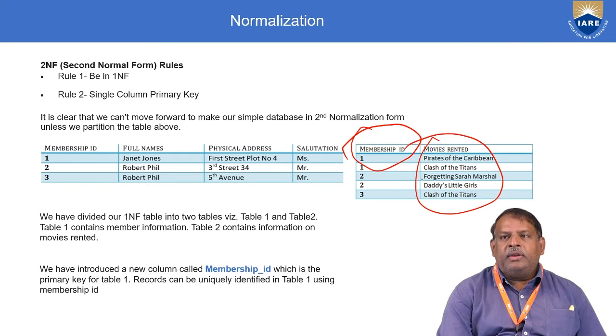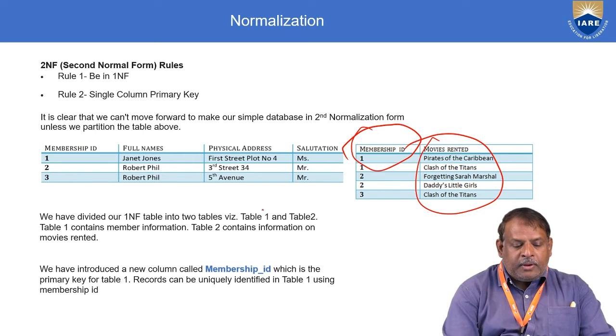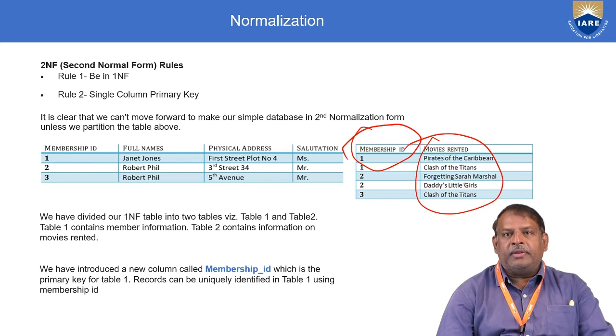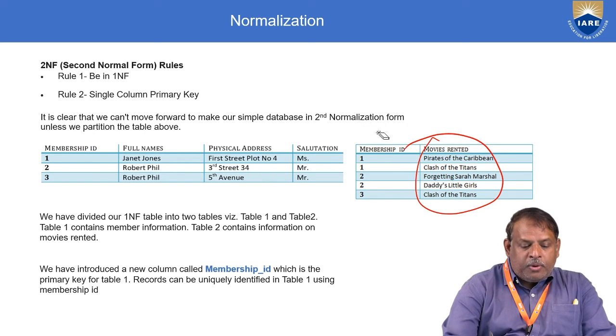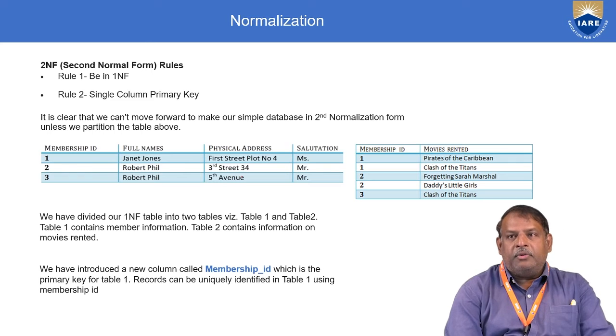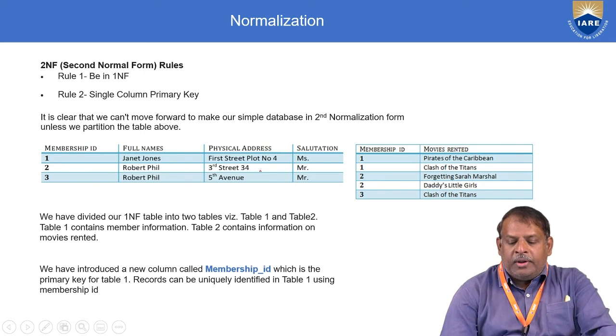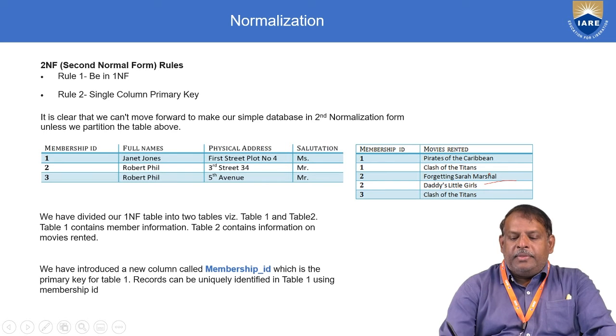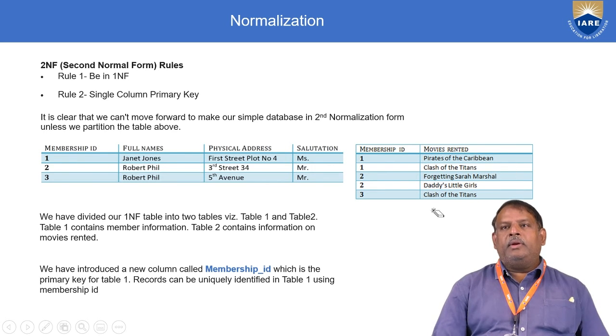So when you see the membership, if you see here, the 3 means membership of Robert Phil has taken 2 movies. One movie is Clash of Titans. Whereas Robert Phil, who stays in 3rd Avenue, has taken 2 movies. One is The Forgetting Sarah Marshall and Dad's Little Girls. By this, we are able to break one table into 2 different tables.